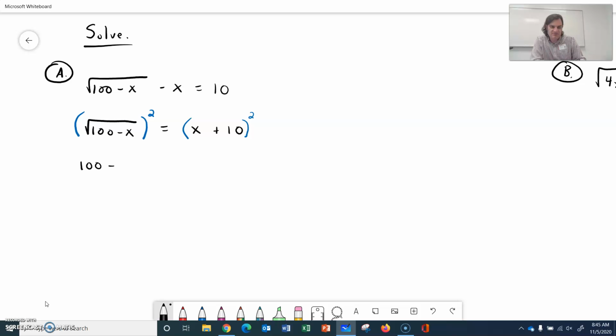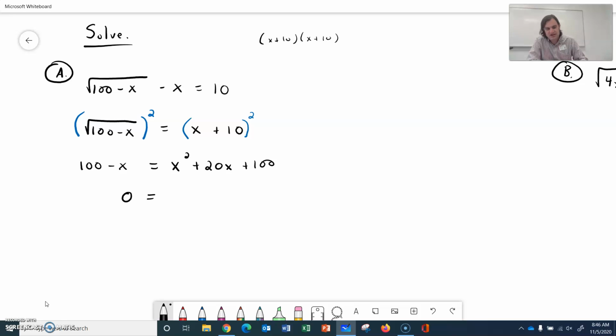So we'll have 100 minus x on the left. But on the right, we're squaring x plus 10. So that's x plus 10 times x plus 10, which is a FOIL. So remember, x plus 10 times x plus 10 will give you 4 terms, and you can combine the middle 2 terms usually. In this case, the right-hand side will give me x squared plus 20x plus 100. And now it looks very much like a quadratic equation, so we're going to pull everything to one side and see if we can factor or use the quadratic formula.